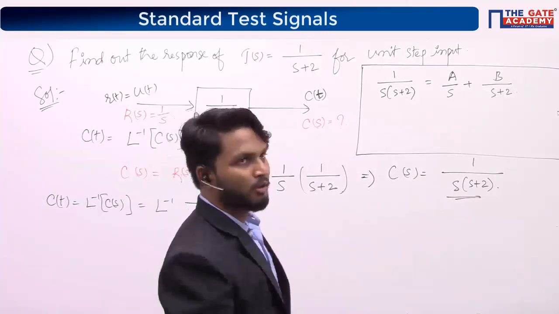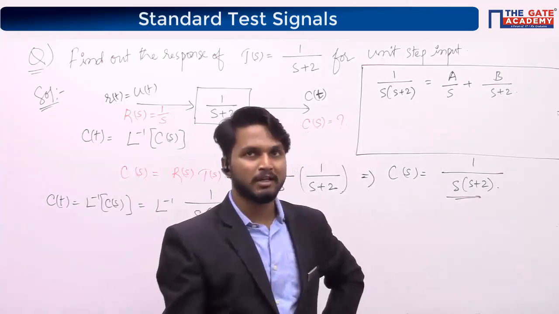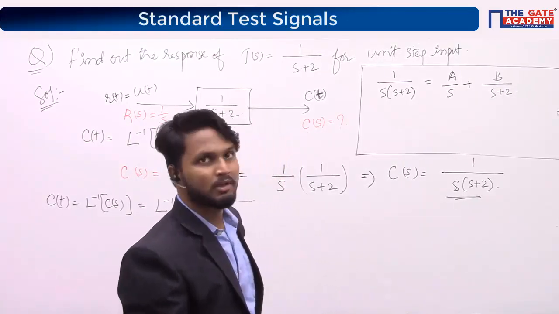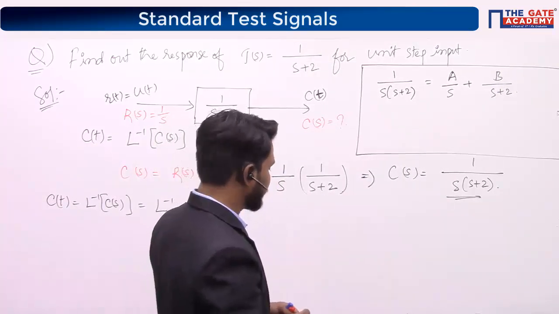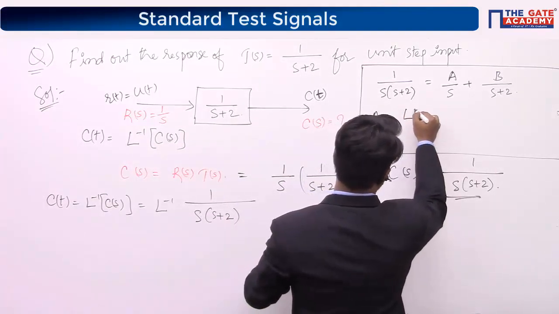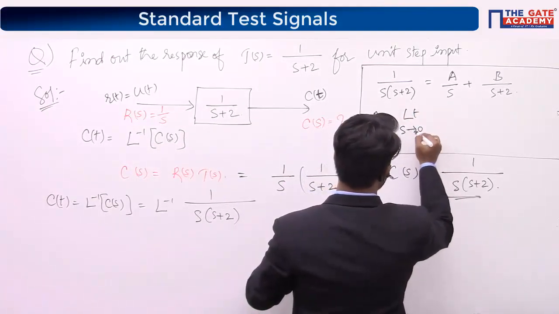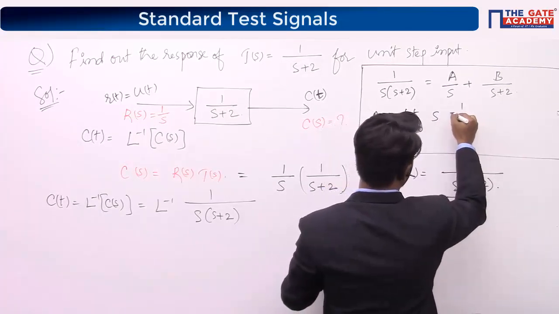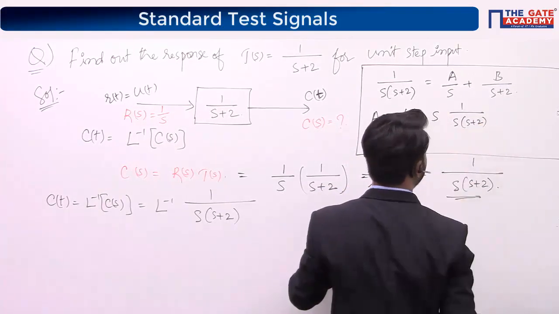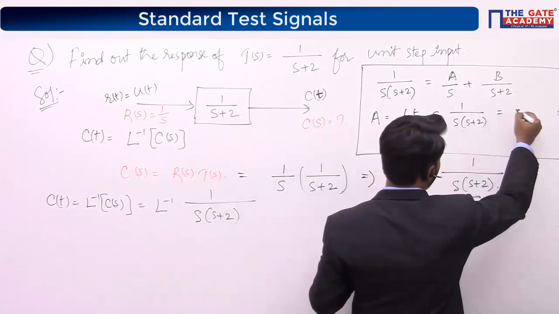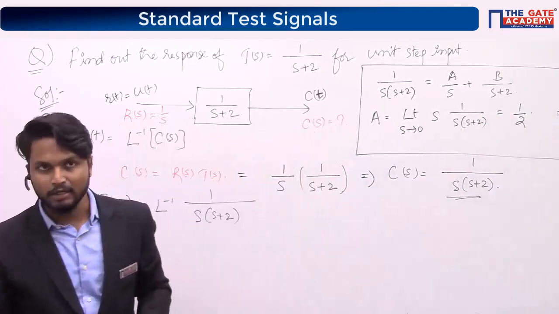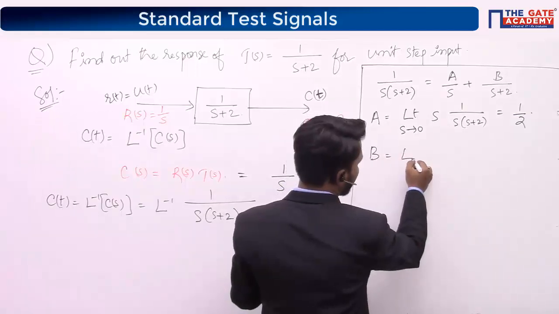See, if you are taking more time to calculate the a and b values, this is how you can calculate them. In order to calculate a, a is equal to limit s approaches 0, s into 1 by s into s plus 2. So if you put limit s approaches 0, you will get 1 by 2. Similarly, you can calculate the value of b.